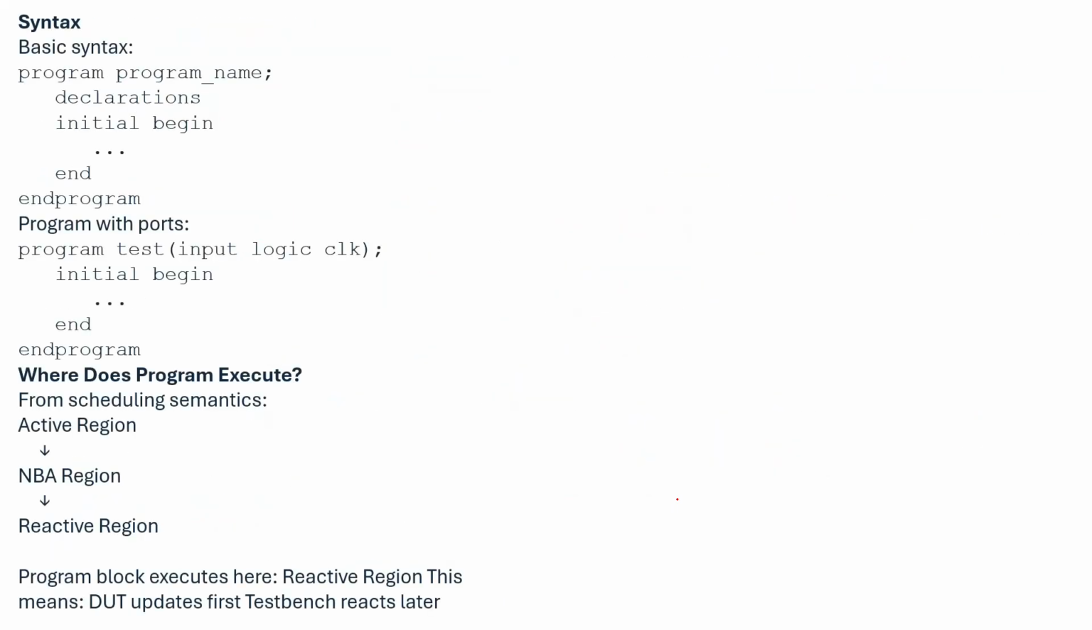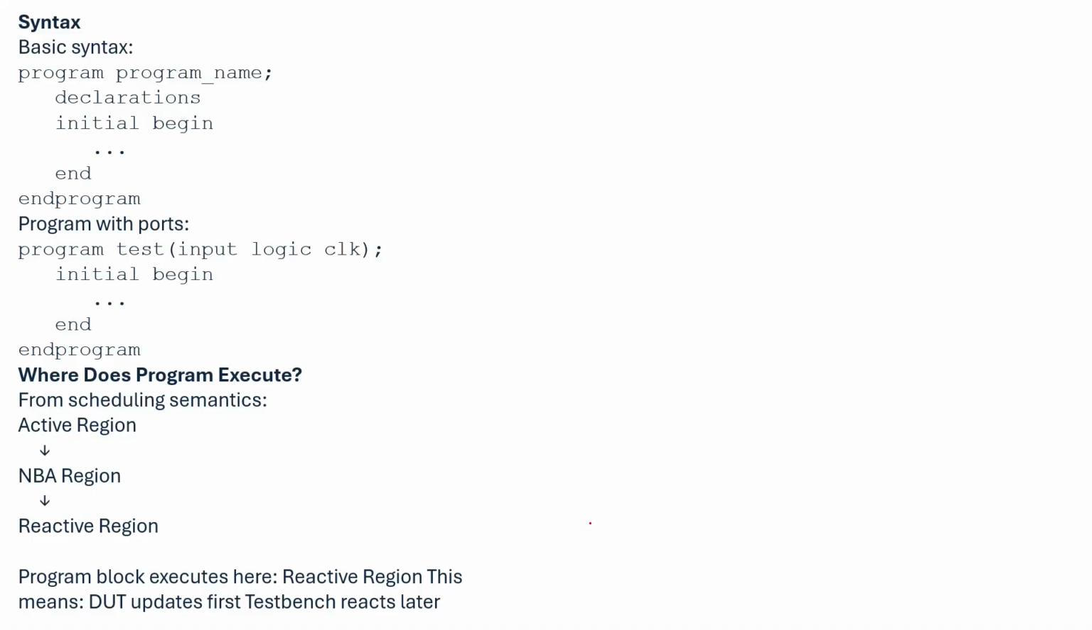The programming block will be executed in the reactive region. Then you will be avoiding the race condition. Before that, your DUT will be executed. First compilation is done, then only simulation will start. If your DUT compiles free of errors, then only it goes to the simulation stage. Otherwise, it is not going to the simulation stage.